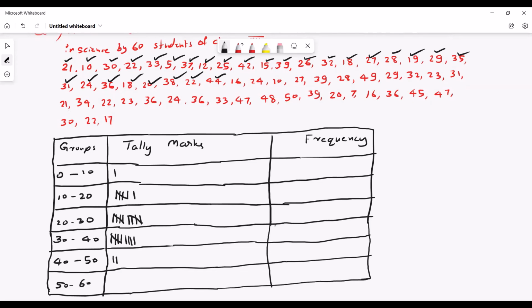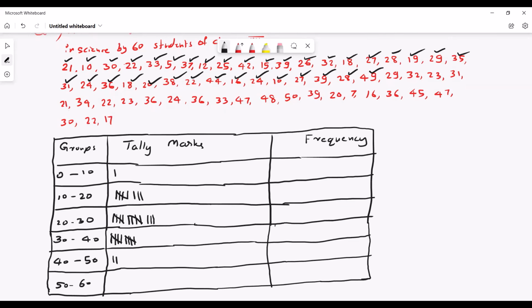And next is 16. 16 will come over here. Next is 24. The 24 will come here. Next is 10. So that will go in that higher group. Next one is 27. That will come here, the 20 to 30 range. Next is 39. That will come here. Here already 4 is there, so it will come as a cross line. Next is 28. 28 will come over here.